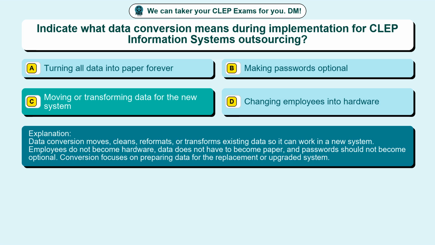Data conversion moves, cleans, reformats, or transforms existing data so it can work in a new system. Employees do not become hardware, data does not have to become paper, and passwords should not become optional. Conversion focuses on preparing data for the replacement or upgraded system.